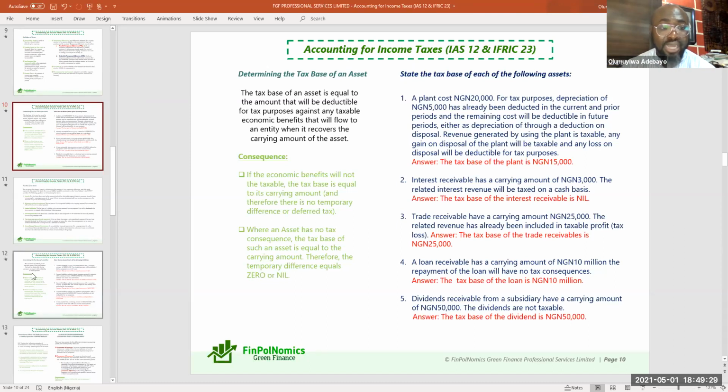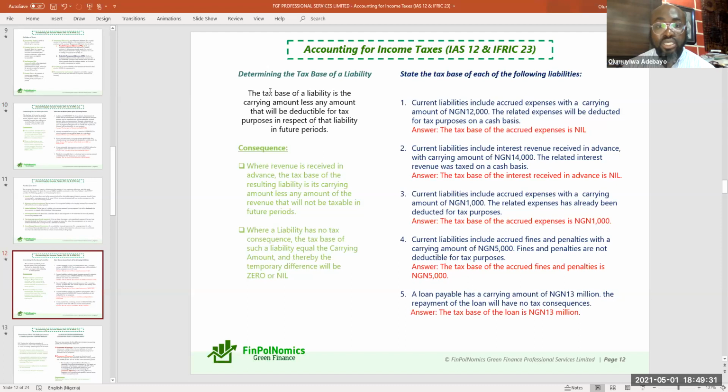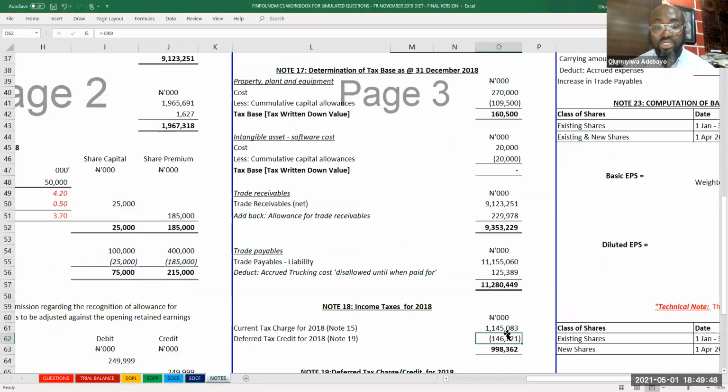The tax base of an asset is obtained as follows. The tax base of a liability is obtained as follows. It is the carrying amount of a liability less the amount that will be deducted for tax purposes in respect of that liability in the future periods. That is why you find out that we have more or less deducted this in arriving at our tax base. We deducted this sum of amount. Sorry, this deducts, not add. Okay, and that is that.